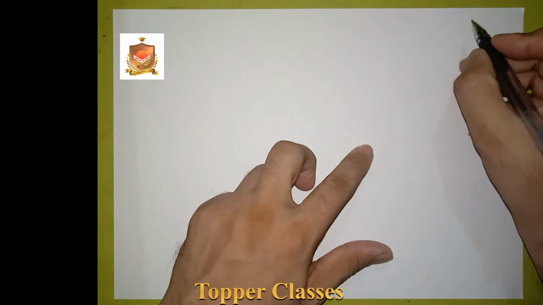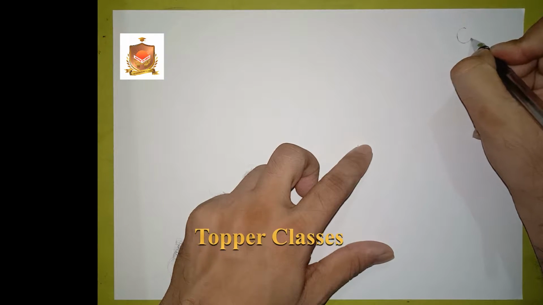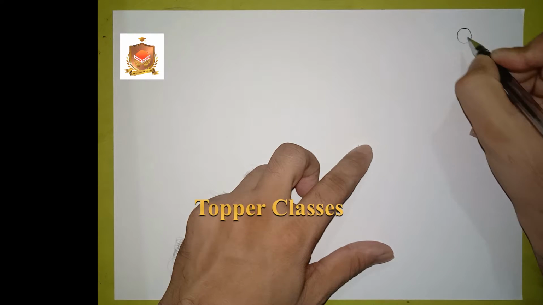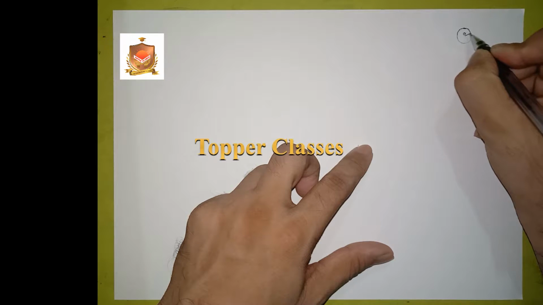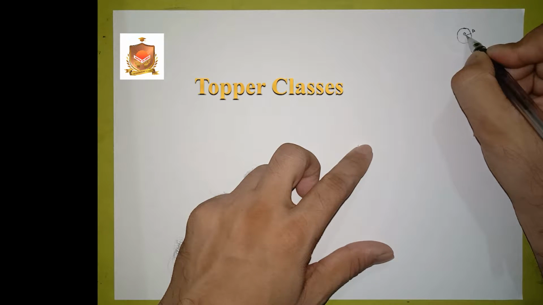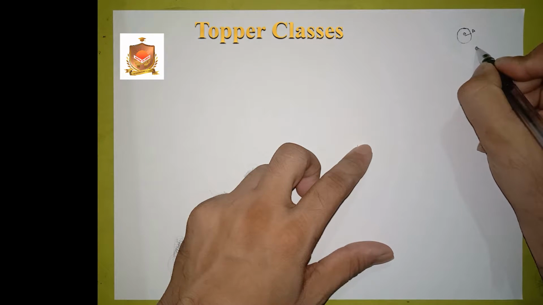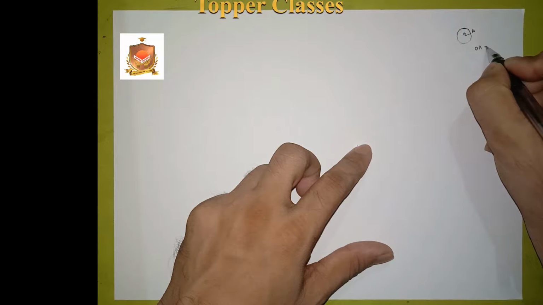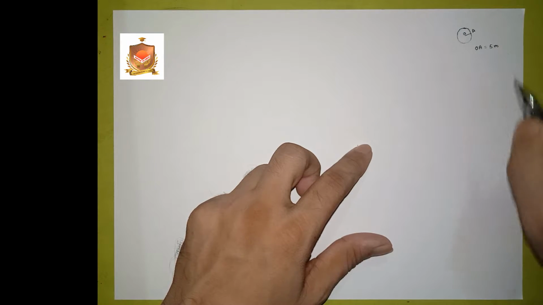Now, first of all, we have to draw a circle which is having a radius 5 cm. So let O be the center of the circle and A be on the circle. Distance OA is equal to 5 cm.